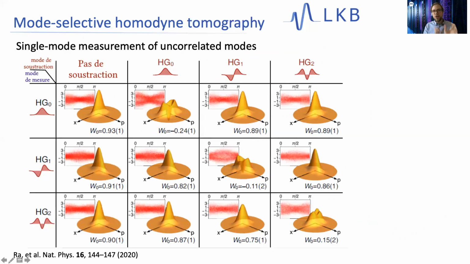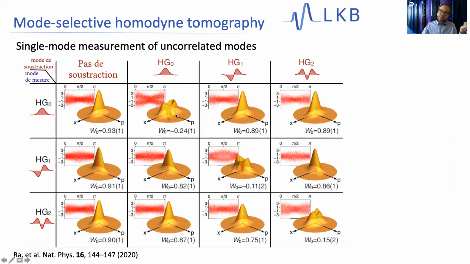You can think of this as uncorrelated harmonic oscillators. And so, of course, when we do this mode selective photon subtraction, and we tune our subtractor to subtract in mode HG0, because it's completely uncorrelated to HG1 and HG2, we expect there to be nothing that happens in modes 1 and 2. And as you see, modes 1 and 2 here, they remain nicely Gaussian.